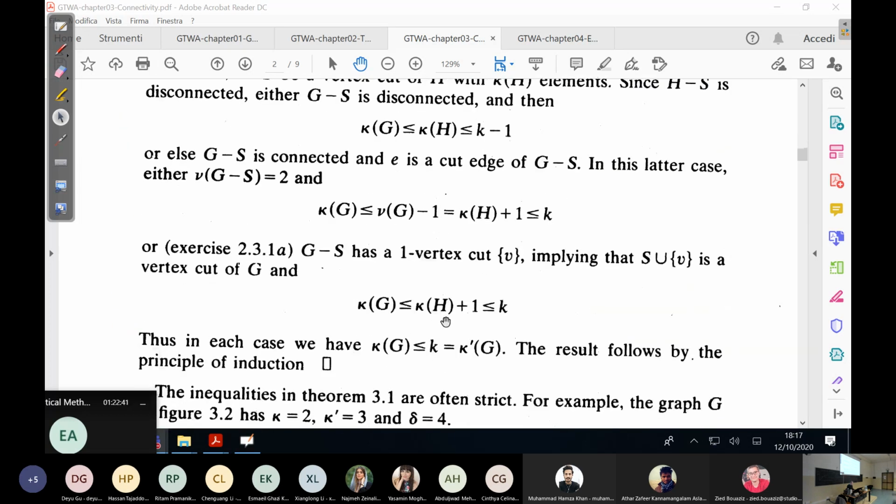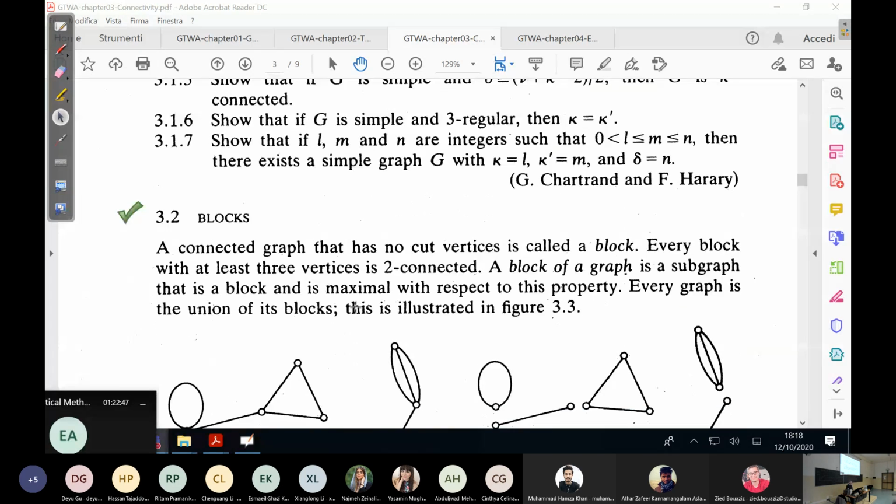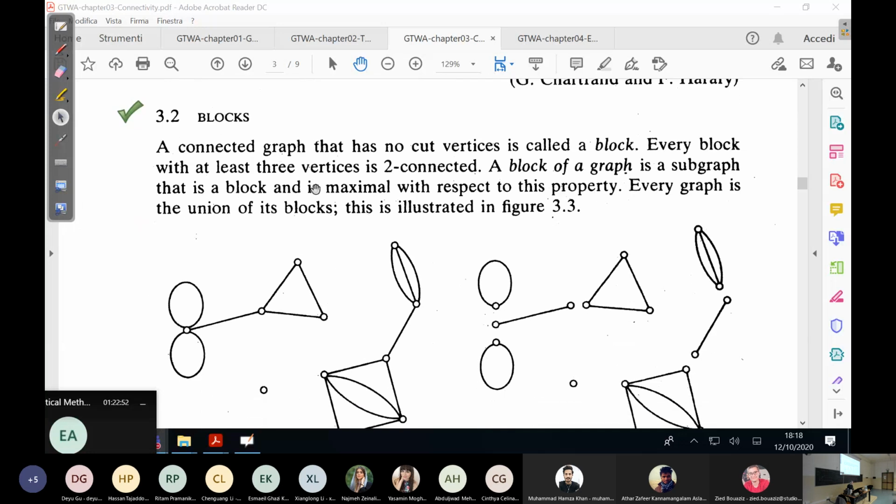Okay. I don't give the proof. We'll go to another thing which is related to connectivity, which is blocks. A connected graph which has no cut vertices is called a block. Every block with at least 3 vertices is 2-connected. Why? Because the existence of cut vertices tells you that you can disconnect by deleting one. And so every block with at least 3 vertices is necessarily 2-connected.